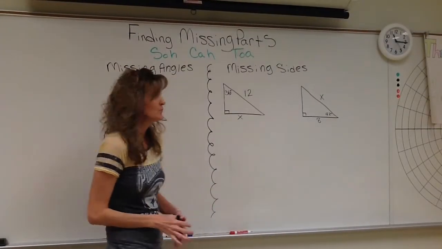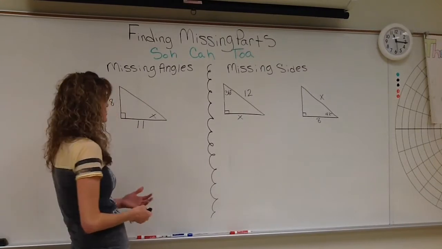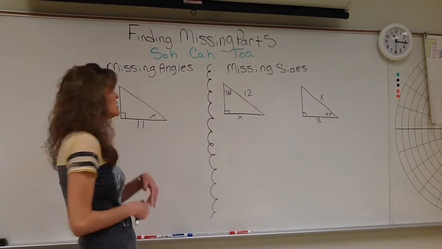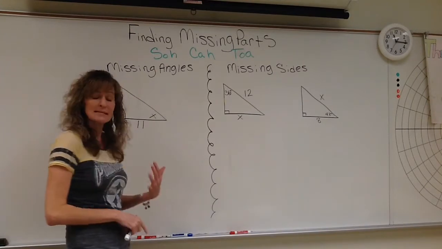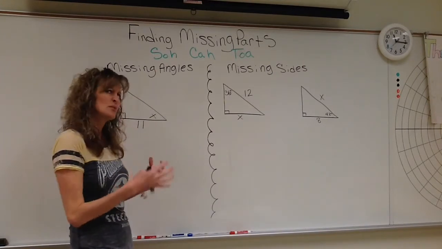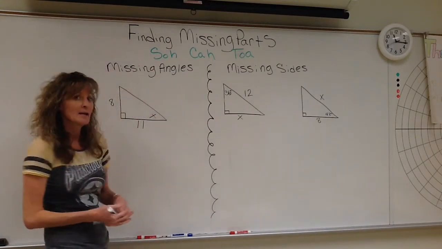Another little quick review for tonight. We're going to find the missing parts of a right triangle using sine, cosine, and tangent. Those are the methods that we use to find missing sides or missing angles because they relate to each other using sine, cosine, and tangent. Well, let's start with the missing angle.